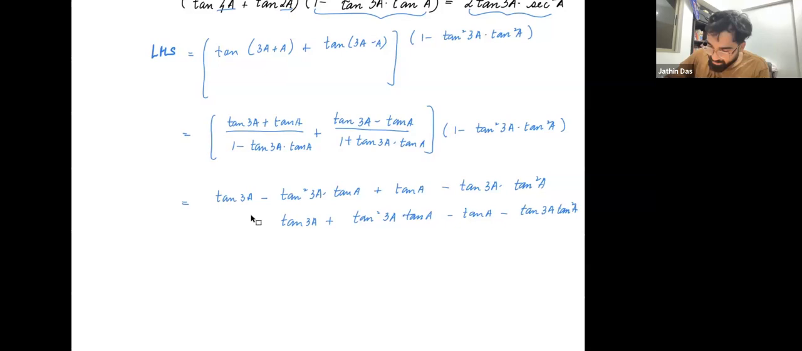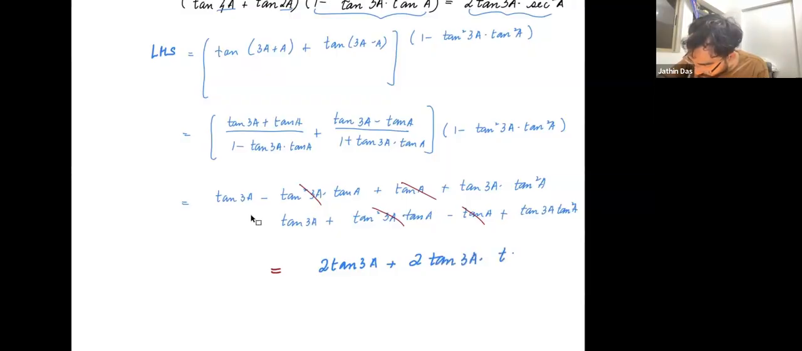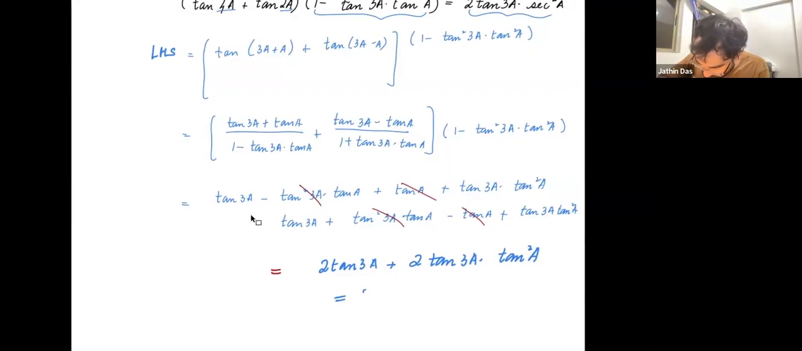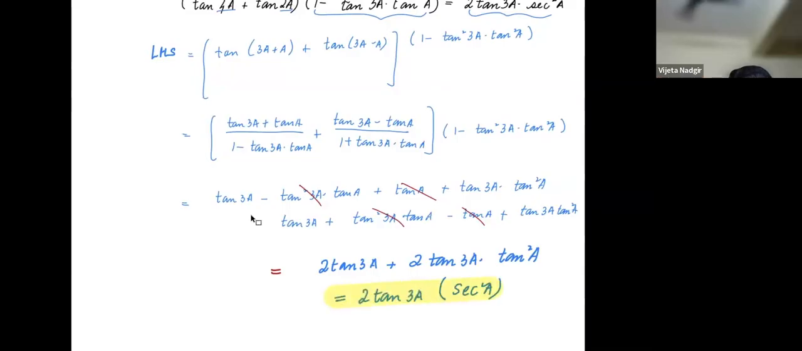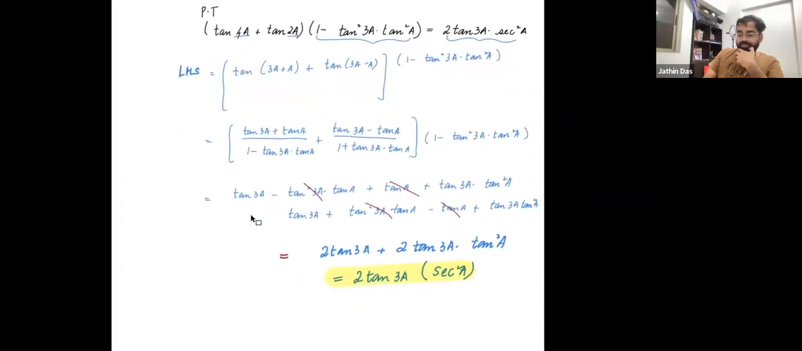Okay. So when you do that, plus will come here, plus will come here. So this will cancel. Okay. So now you're getting 2 tan 3a plus 2 tan 3a into tan square a. If you take 2 tan 3a common, you will get 1 plus tan square a, which is sec square a. Okay. I just made a mistake.